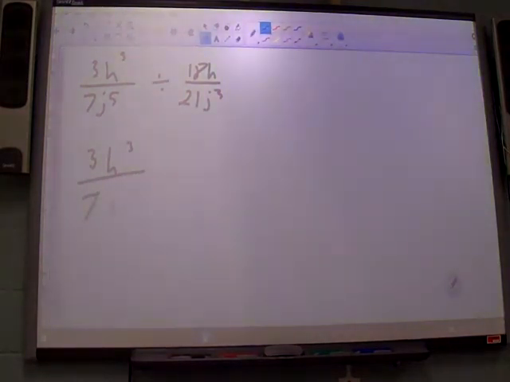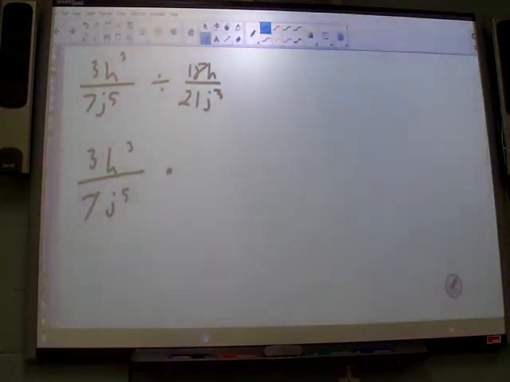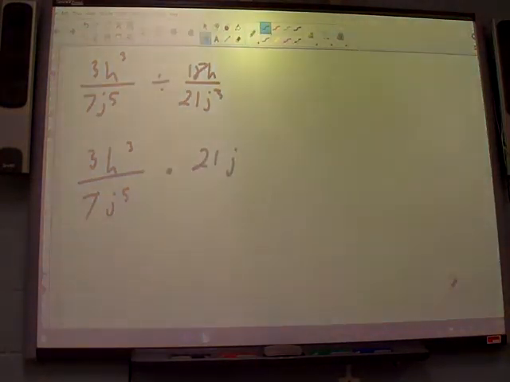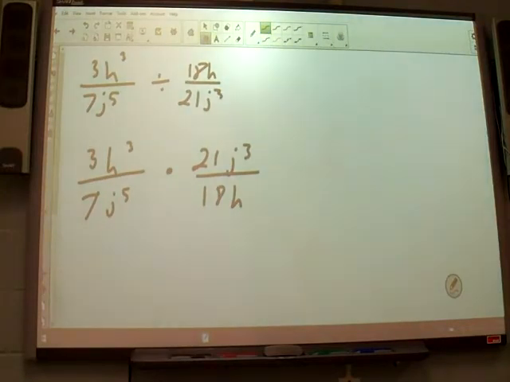Keep the first one. I don't like writing a J. I don't know why. Why would we randomly add a J? I don't know. We're fine with our X's and Y's. Change it to a multiplication problem. Take the reciprocal of the second one. Just flip. Now it's just like number 9.